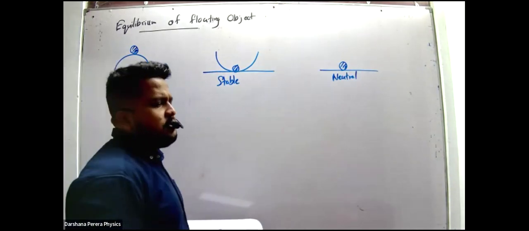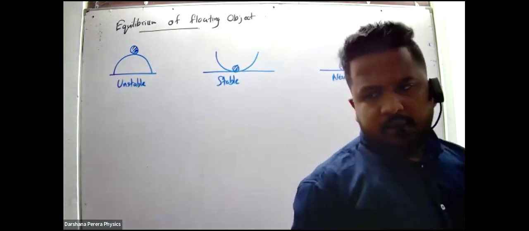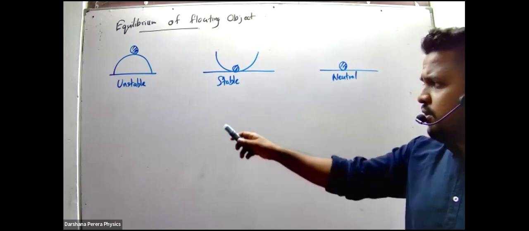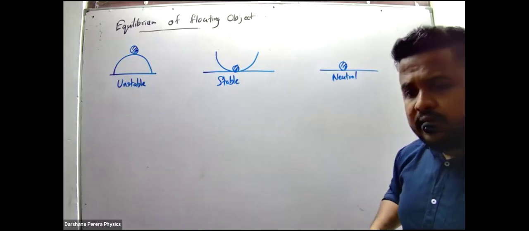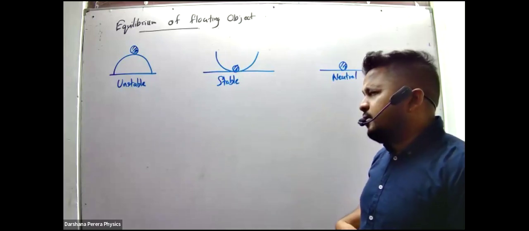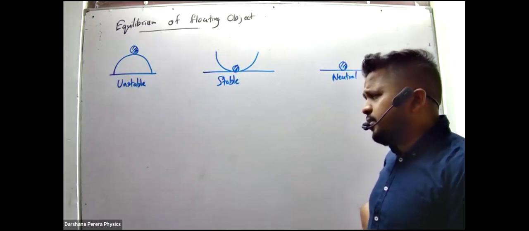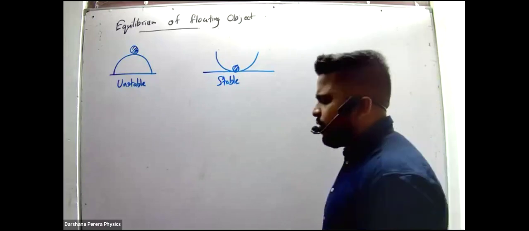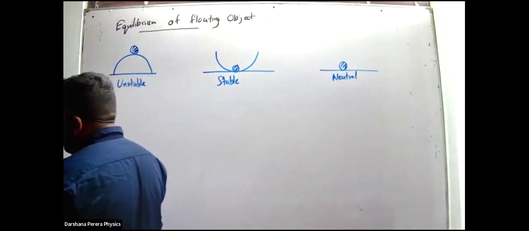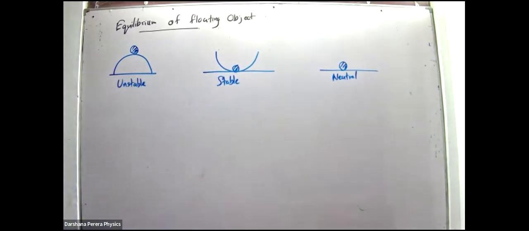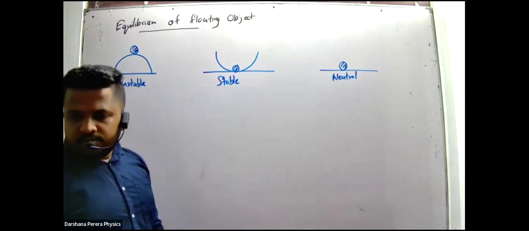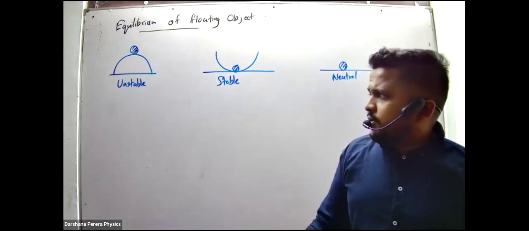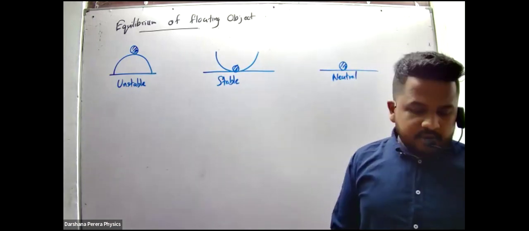Okay. In the floating object also, this can be discussed. In the floating object also, we have unstable, stable, and neutral. It depends on the location of G and G dash. G means the center of gravity, and G dash is the center of buoyancy. Okay, right now, draw this tree diagram and write down the equilibrium.